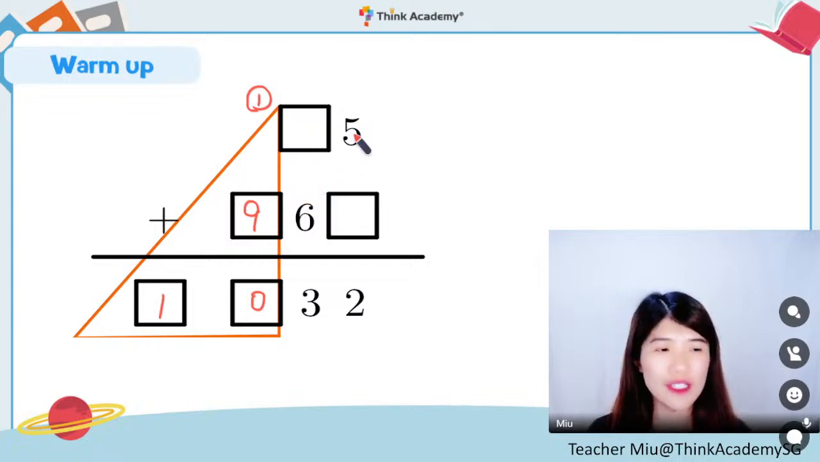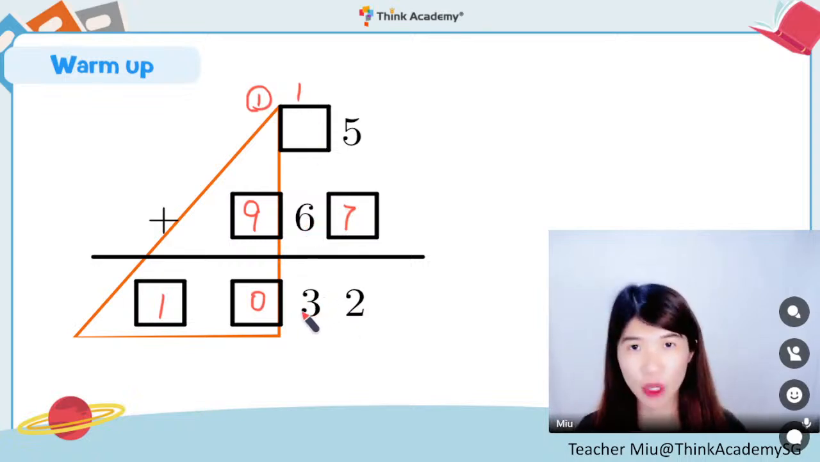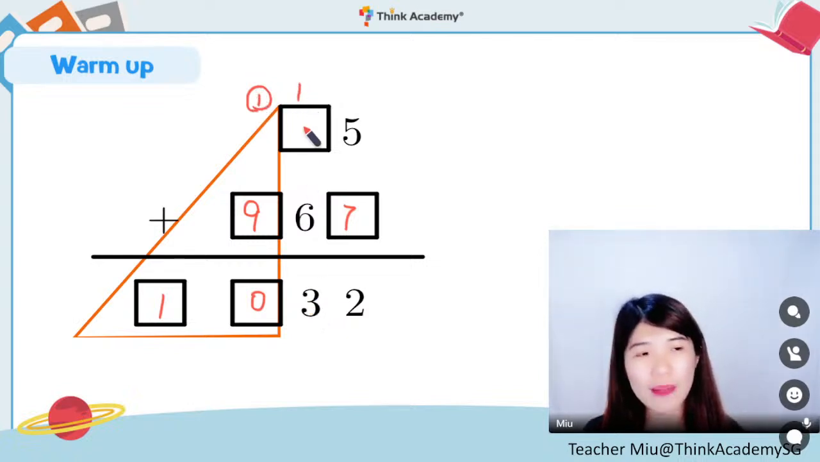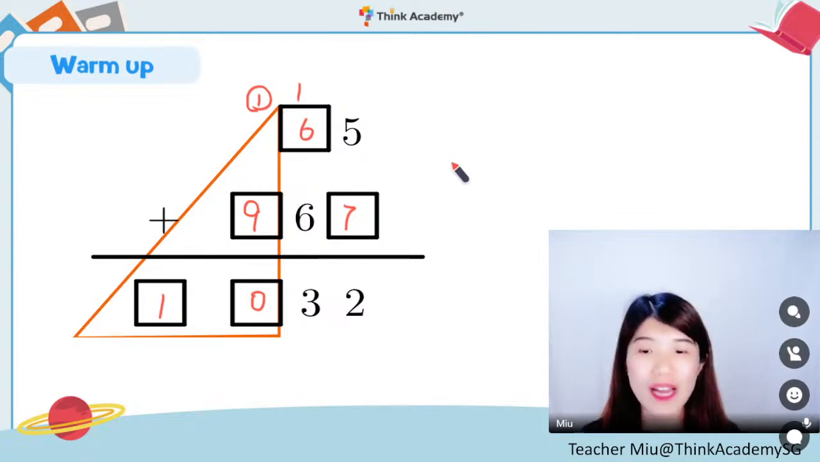So starting from the ones place, 5 plus something gives you 2. Is it possible? No, there must be a 12. So this part is a 7. And then 1 plus a box plus 6 gives you 3. Is it possible? No, there is a carry over 1. So that means 1 plus something plus 6 equals a 13. Which means this one should be a 6. Alright, so actually with the golden triangle, you can do this question much more faster.